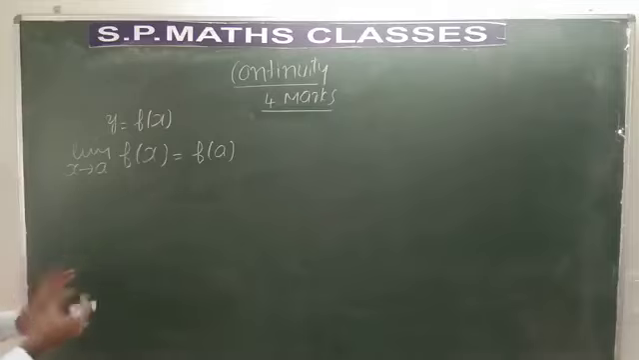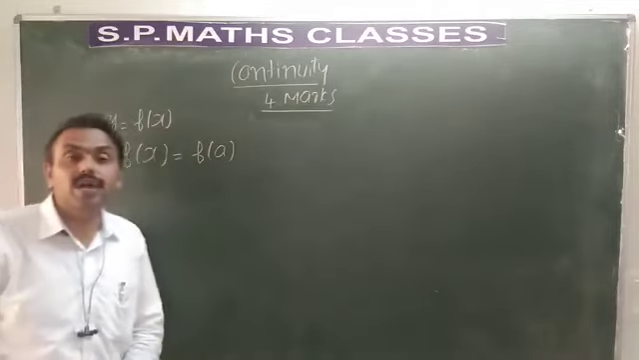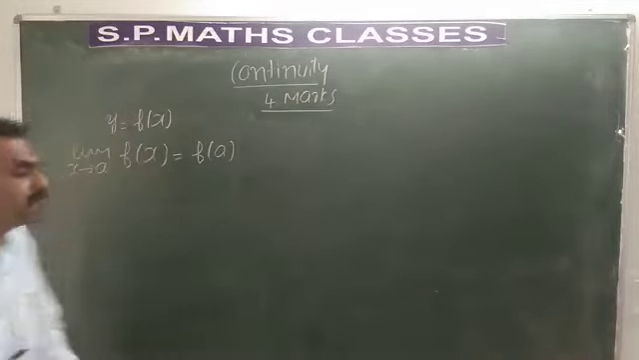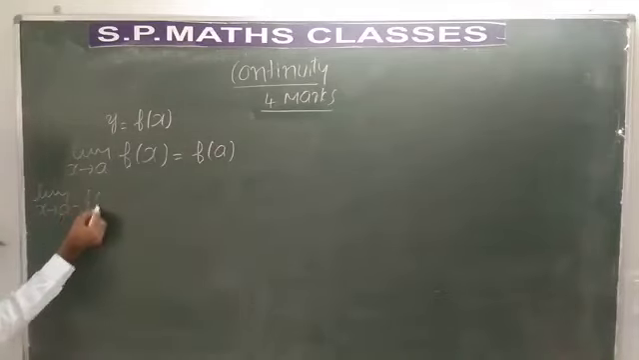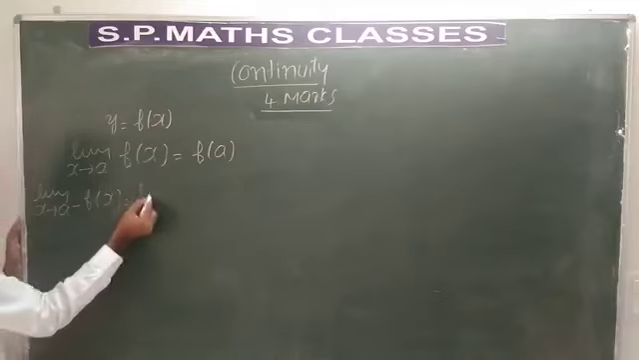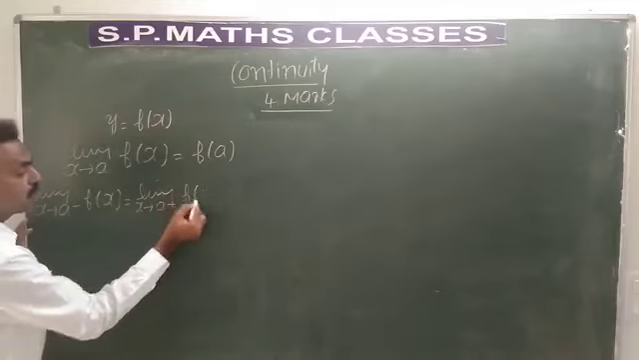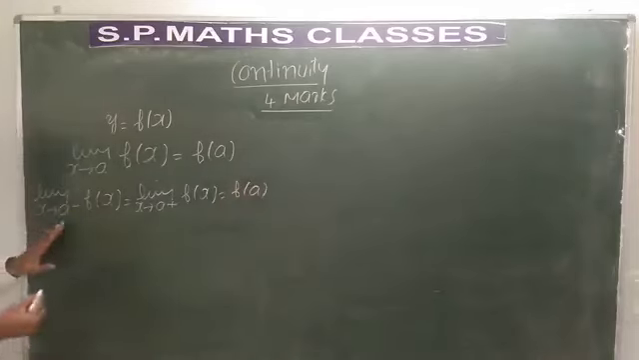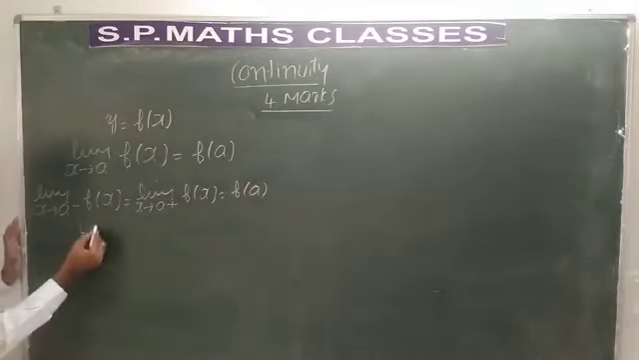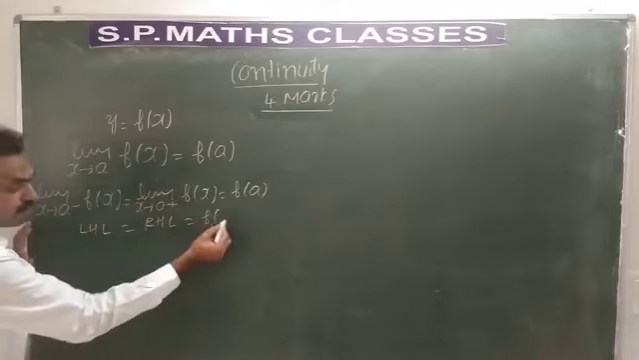Remember, a function is said to be continuous if and only if limit as x tends to a f of x is equal to f of a. So in other words, limit as x tends to a minus f of x is equal to limit as x tends to a plus f of x is equal to f of a. That means left hand limit should be equal to right hand limit, and it should be equal to f of a.